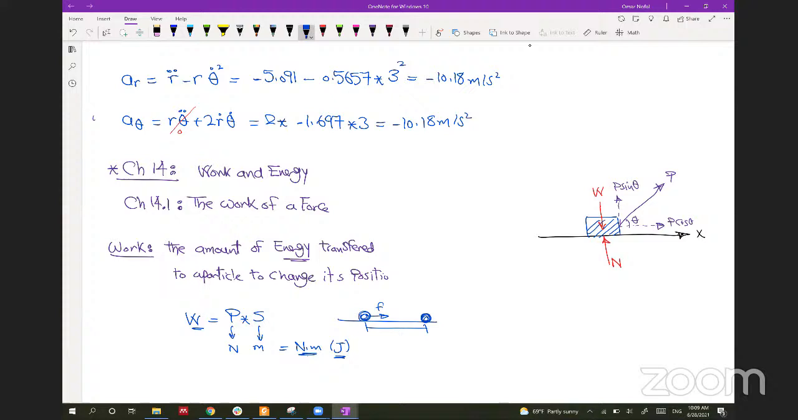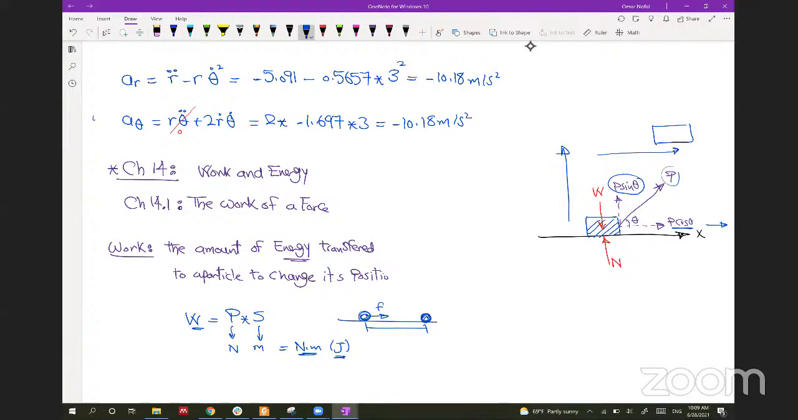Would it be the P cosine theta portion of it? Exactly, because this is how the body is moving, in this direction. But if the body makes a movement in the vertical direction, then this one is the one that makes that movement. If the body moves somewhere here, that means it makes a movement in this direction and also a movement in this direction. So both of these exert work to move this body.